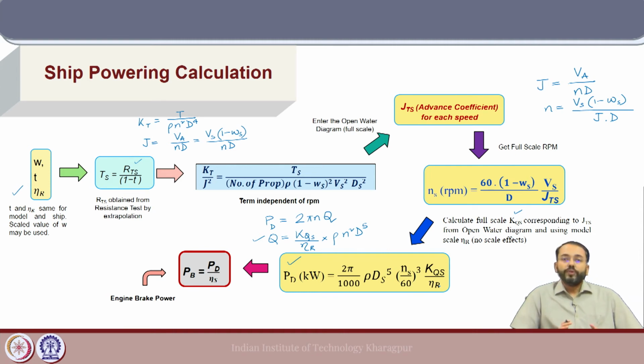This is how we get the propulsion factors from the model tests using the results of the self-propulsion test, the open water test, in addition to the resistance test, and we use standard extrapolation procedures for ship powering prediction from the model test results using kT by J square similarity to enter into the open water diagram in the full scale and calculate the RPM and delivered power for the full scale ship.